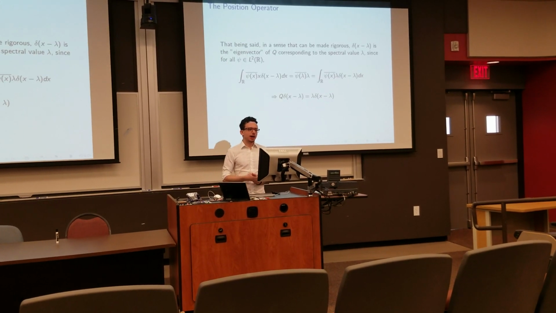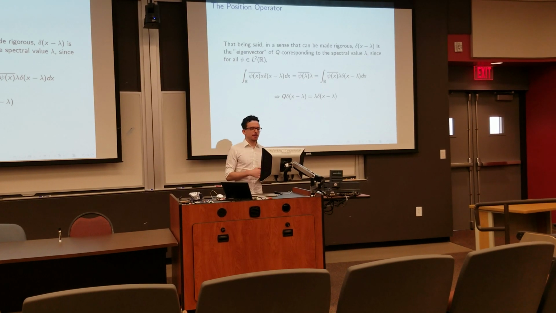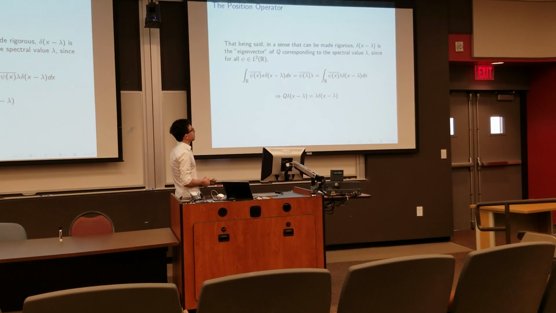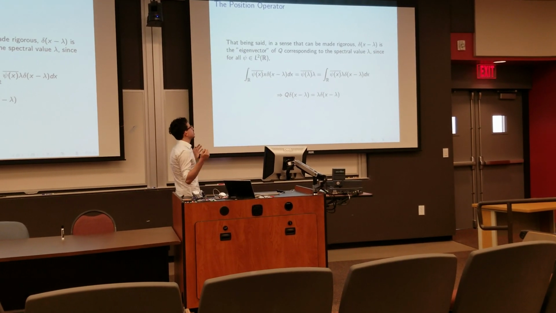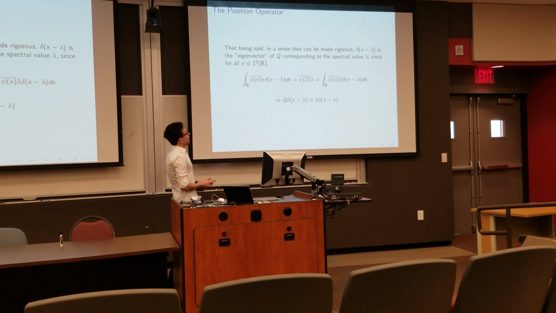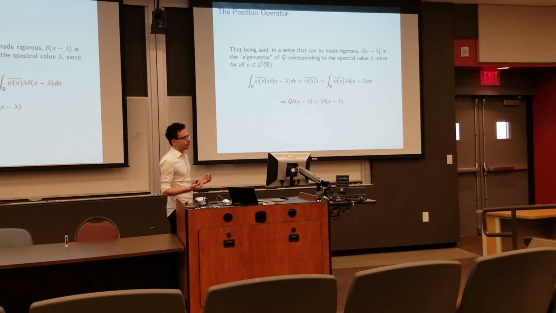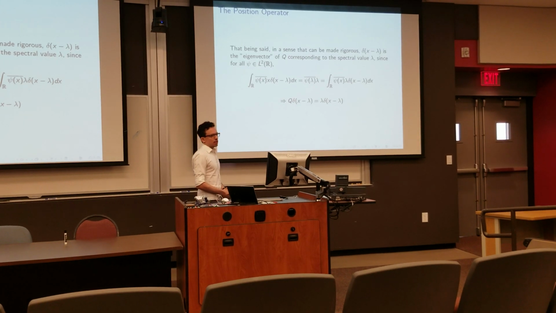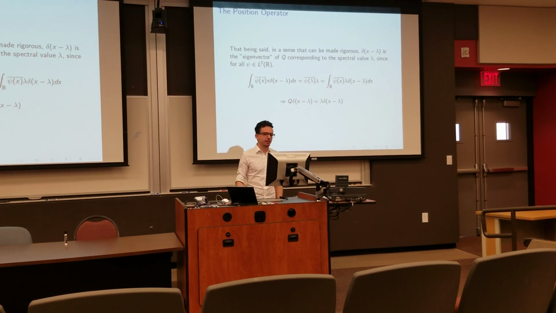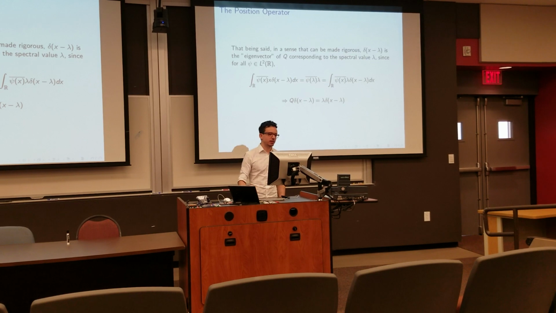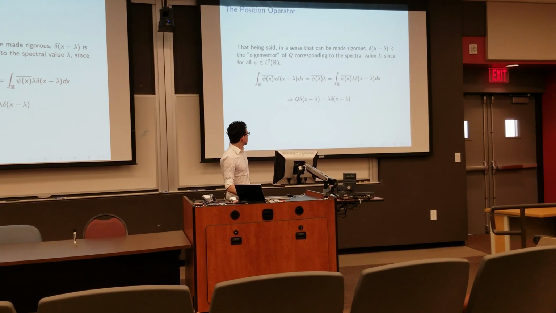But yeah, the delta function, this delta of x minus lambda, can also be thought of as an eigenvector of Q, corresponding to some value lambda. And this is just a quick argument that it can be thought of as an eigenvector with eigenvalue lambda.